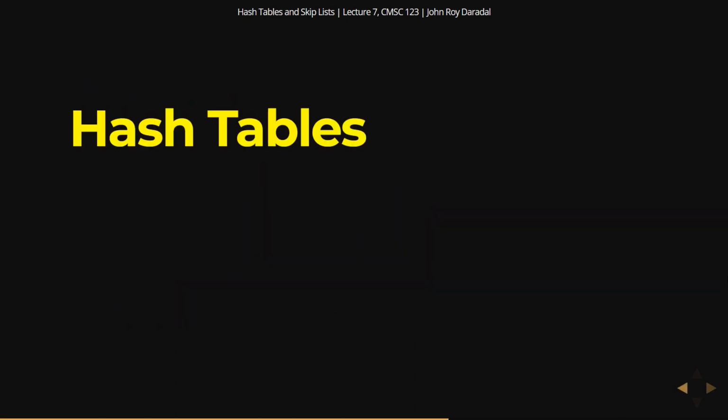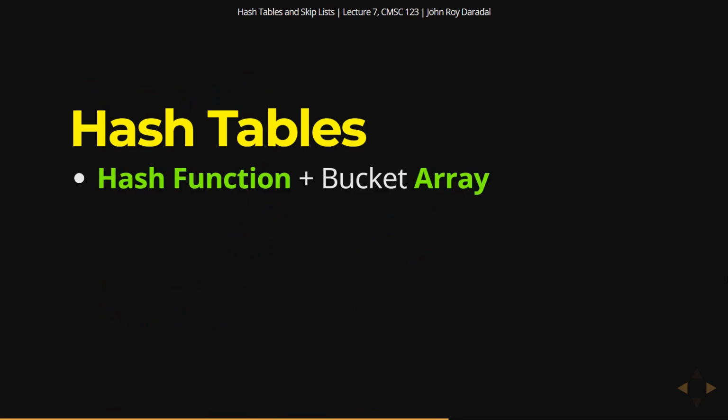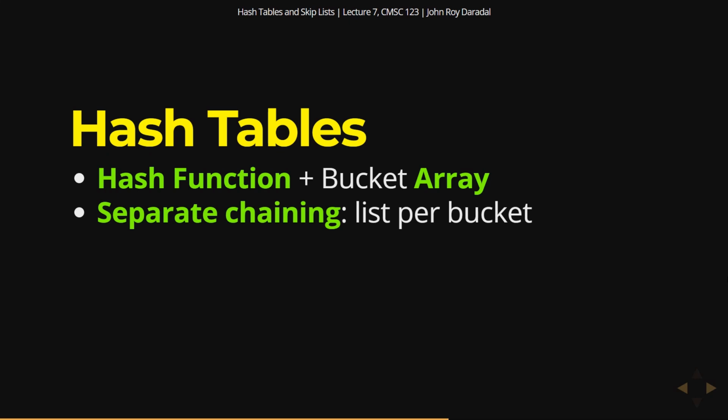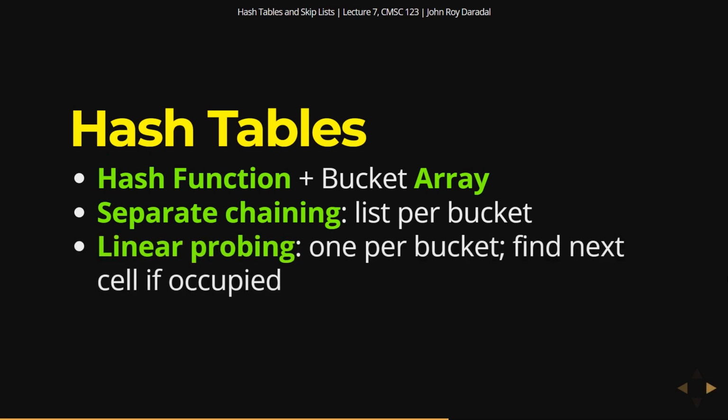Okay, so that's it for hash tables. To summarize, a hash table is composed of two things: the hash function and the bucket array. And then we discussed the two main ways to handle collisions: separate chaining, wherein you have a different list for each bucket, and linear probing, wherein you only have one entry per bucket, and if it's occupied, you find the next cell. Okay, so that is hash tables.